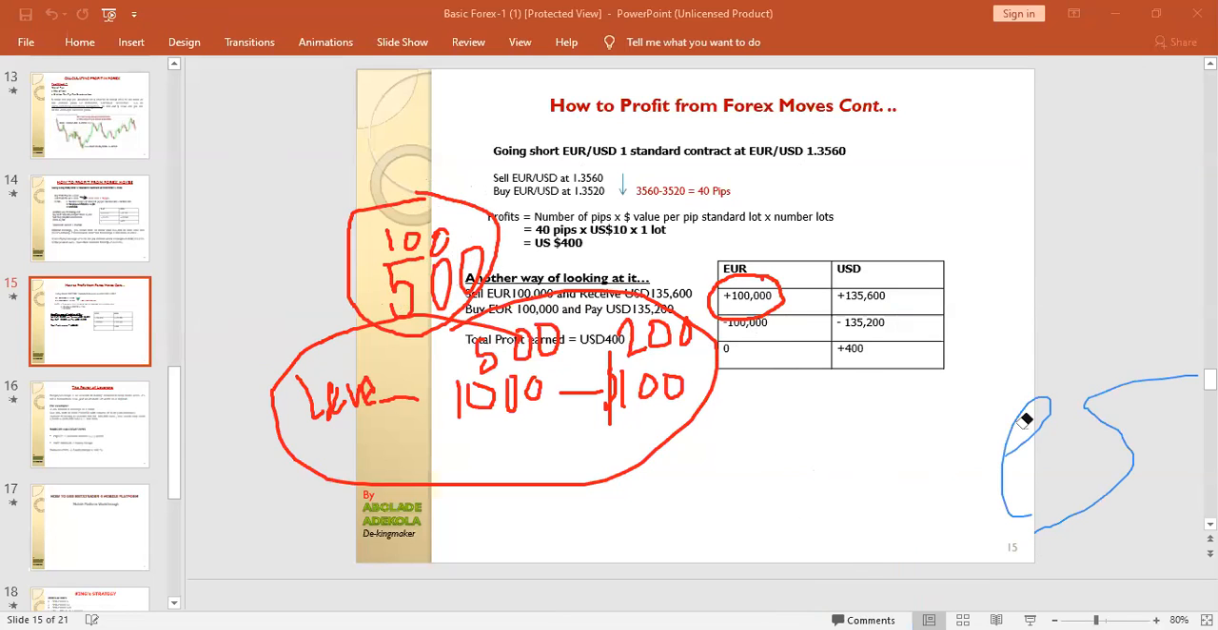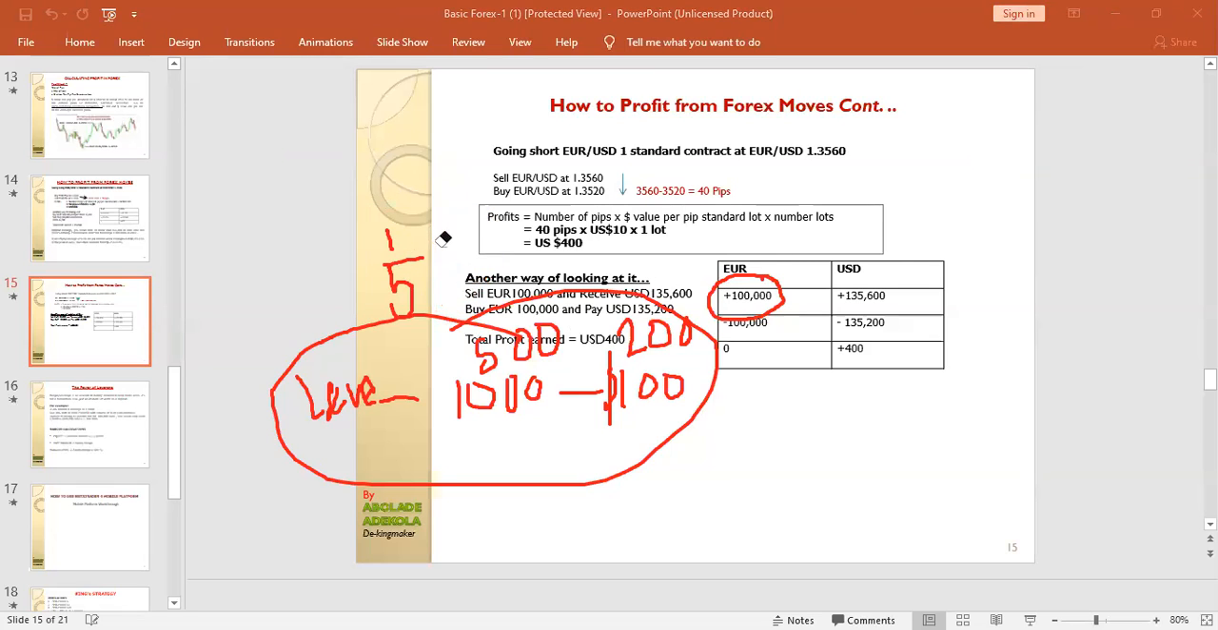I don't really know why I'm having this blue line on this. Maybe you guys are drawing with me or something. I don't really know. So I hope this is clear about leverage.